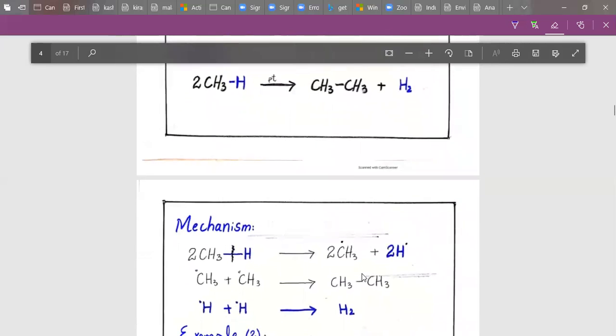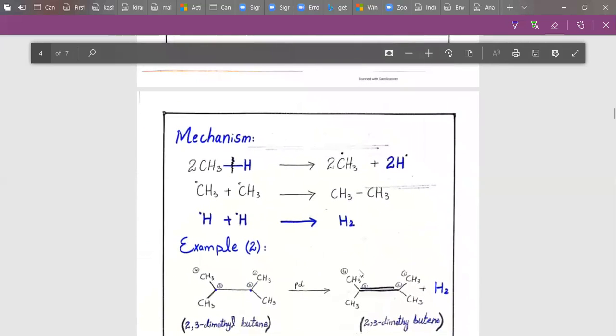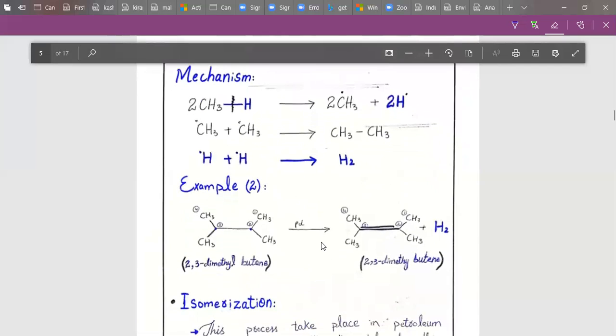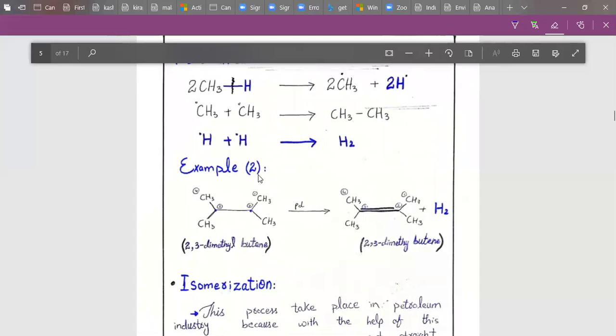Here I discuss its mechanism. This bond breaks, and the radicals are formed. So when these radicals combine, then they produce a symmetrical alkane, and when these hydrogen radicals combine, then they produce hydrogen gas.